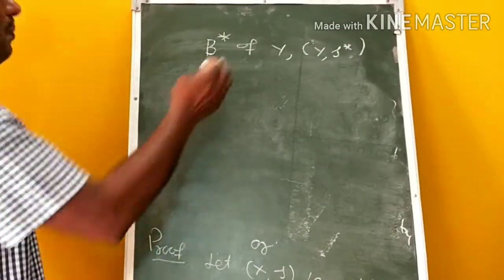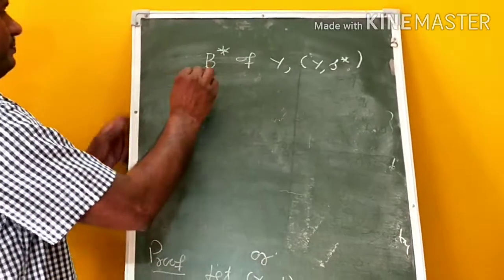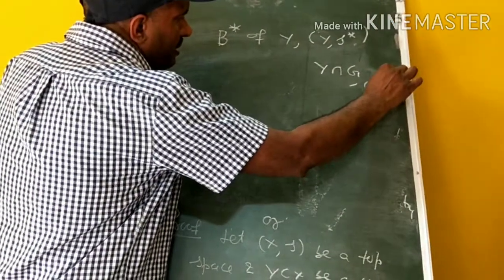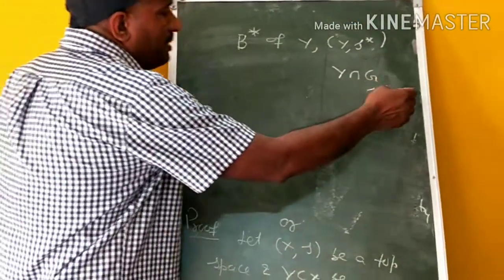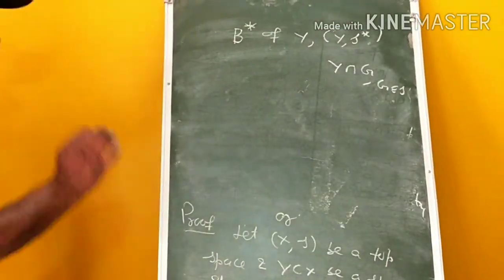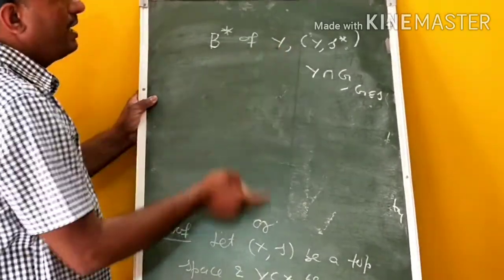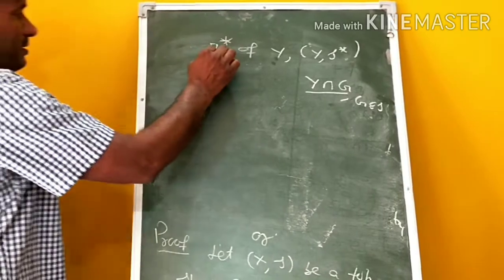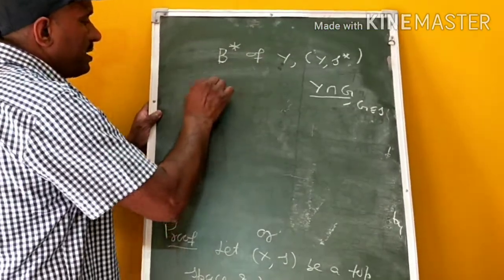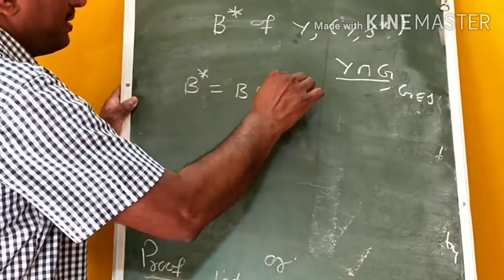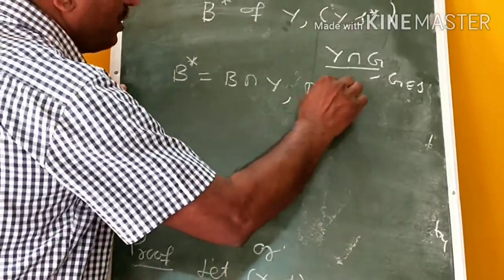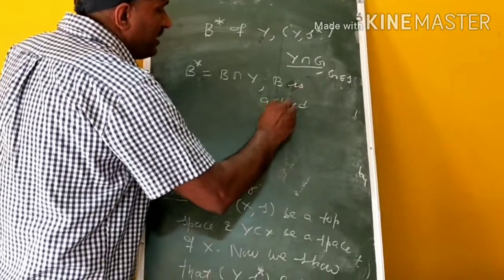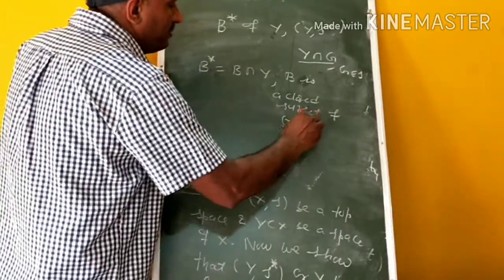The open sets of the subspace Y are of the form Y intersection G, where G belongs to T, where T is the topology defined on X. So you note that the elements of the relative topology are of this form: Y intersection G, where G belongs to T. Now the closed subset B* of Y will be of the form B* equal to B intersection Y, where B is a closed subset of (X, T).